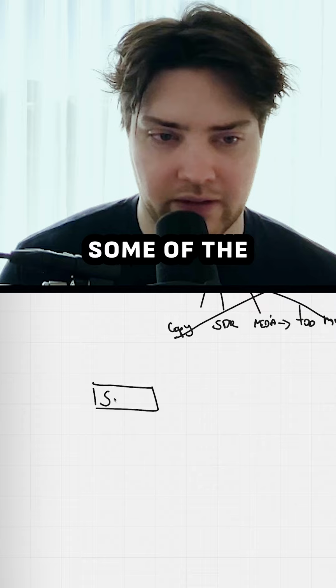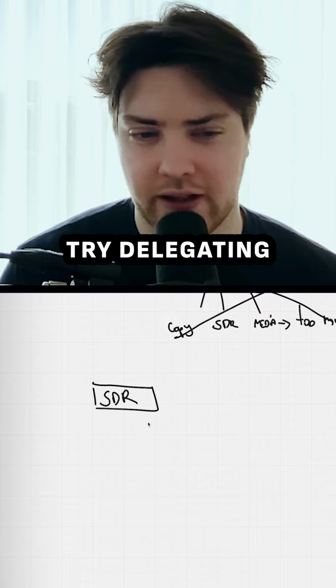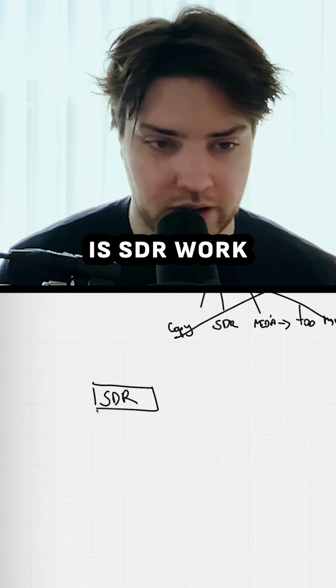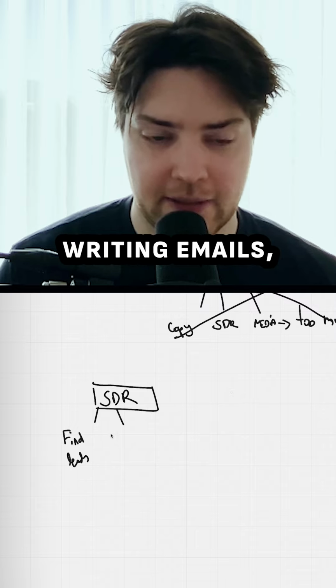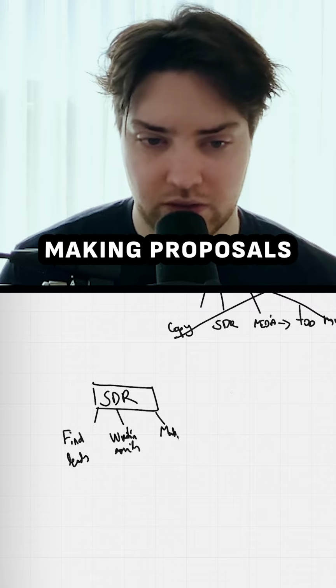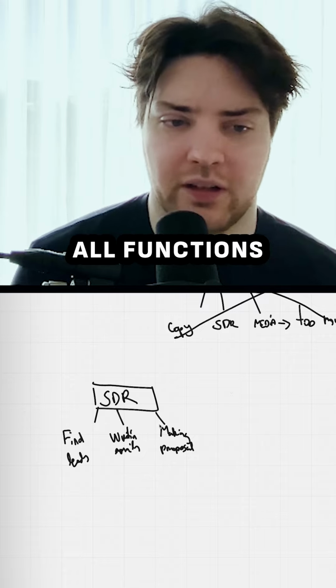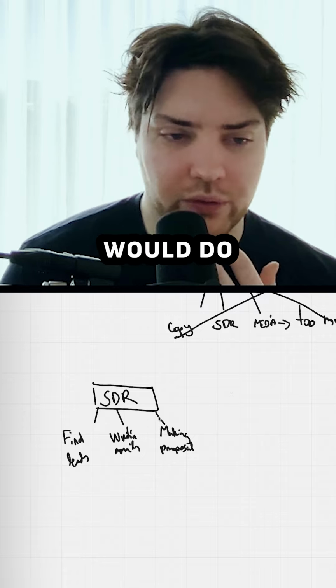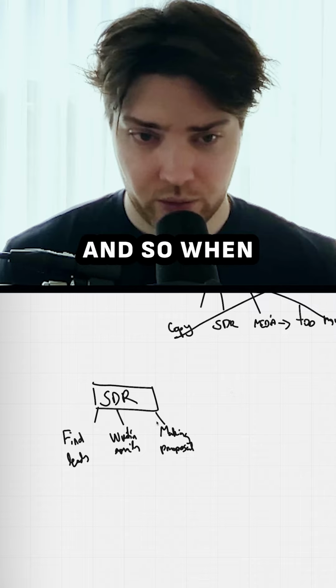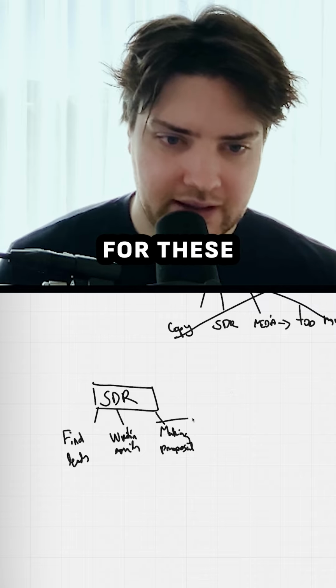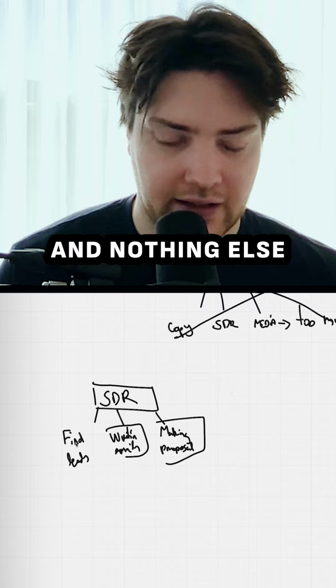Typically, some of the first things that you might want to try delegating is SDR work: finding leads with APIs, writing emails, making proposals. These are all functions that an SDR person would do. This is something that's really suited for this kind of workflow. And so we're using it for these specific actions and nothing else.